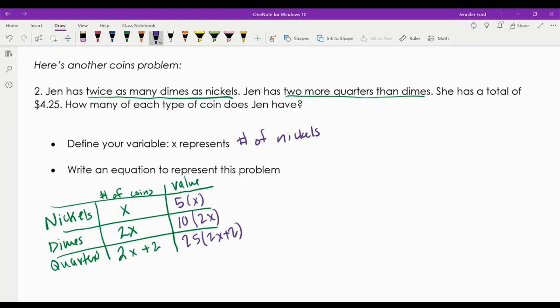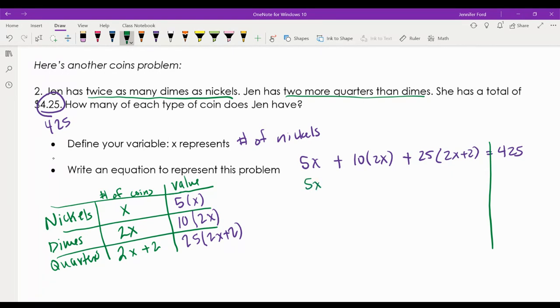And then the equation to represent this problem, why don't you go ahead and write your equation. All right, this is the equation that I get. So the value of my nickels, 5x, plus the value of my dimes, 10 times 2x, plus the value of my quarters, 25 times (2x plus 2), equals $4.25, but I'm doing this in pennies, so I'm going to call it 425. All right, go ahead and solve your equation.